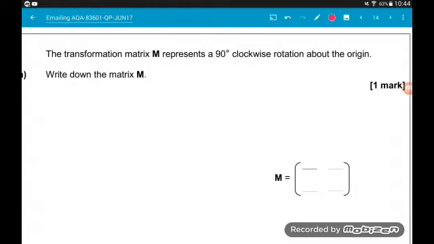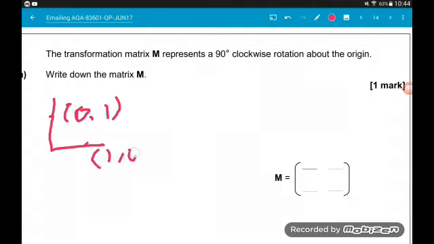Okay, question 12. So this is the last question for part 2. Let's see here. The transformation matrix M represents a 90 degrees clockwise rotation, and we want to write down this matrix M. Now, write down suggests it's obvious. Personally, I could never remember these transformation matrices, so I'm going to take you through how to do it. We're going to pick 2 points on the coordinate axes. This point here, 0, 1, and this point down here on the x-axis, which would be 1, 0.